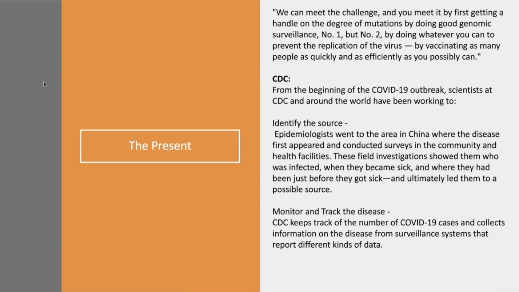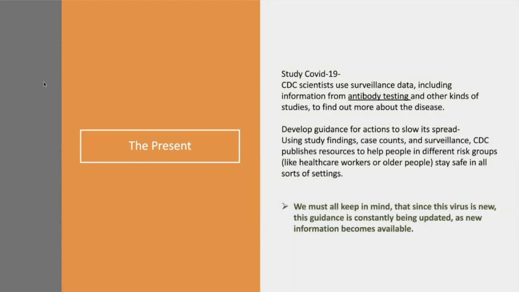They also moved on to continue to monitor and track the disease. The CDC does this by keeping track of the number of COVID-19 cases and collects information on the disease from surveillance systems that report different kinds of data. Currently, the CDC scientists use surveillance data, including information from antibody testing and other kinds of studies, to find out more about the disease. They also develop guidance for actions to slow its spread.